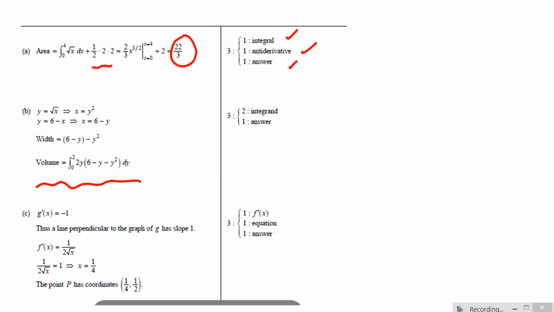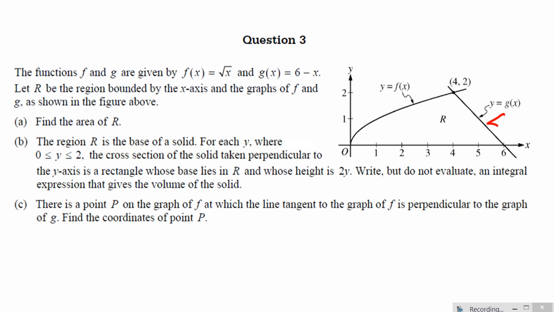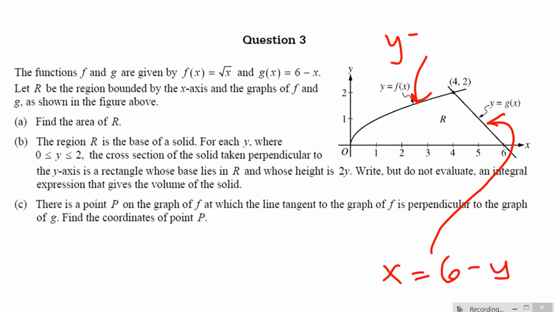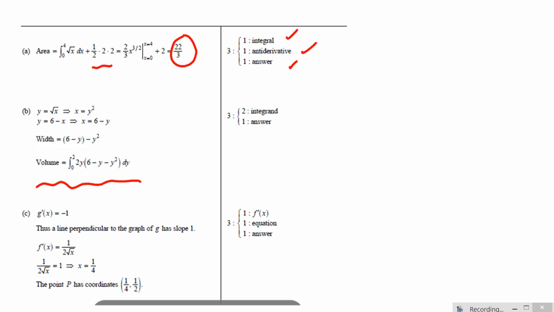So understand that in your picture, this function is x equals 6 minus y. And this function, when you solve for the other variable, is y equals square root of x, or y squared equals x. When you isolate the x to have it in terms of y, those are the things that you need to use. That's where this integral setup is, and you get 2 points, say, for the integrand. So if you have some aspect of this, but not the whole thing right, give yourself a point.